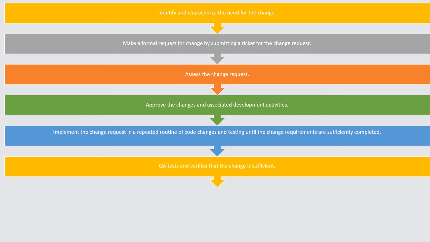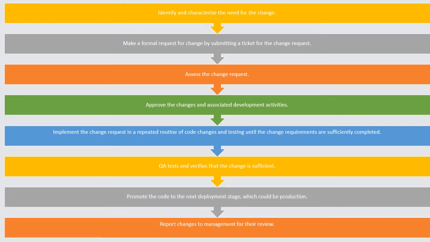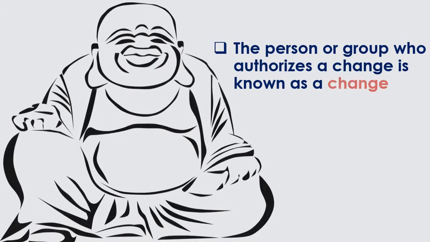QA tests and verifies that the change is sufficient. Promote the code to the next deployment stage, which could be production. Report changes to management for their review. The person or group who authorizes a change is known as a change authority.